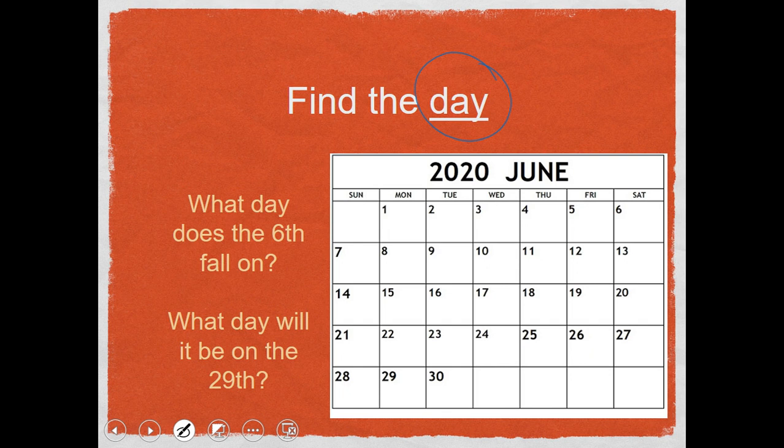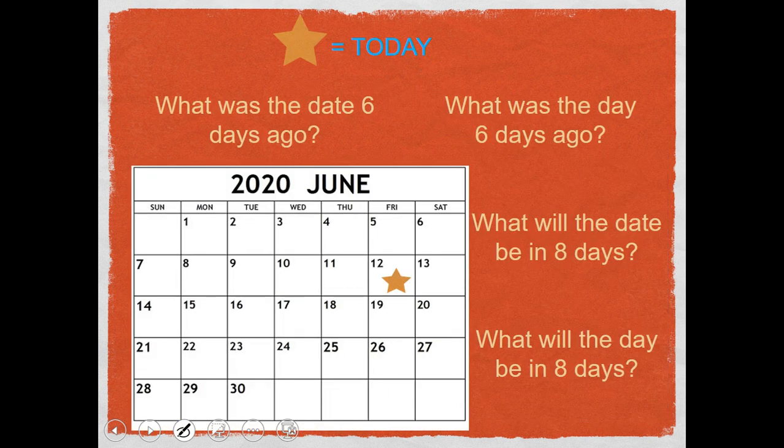So what day does the 6 fall on? Saturday. What day will be on the 29th? Monday. Okay, so this is Sunday or Saturday. This is Monday. So find the day, and that's all you have to write if you have a question that says find the day.